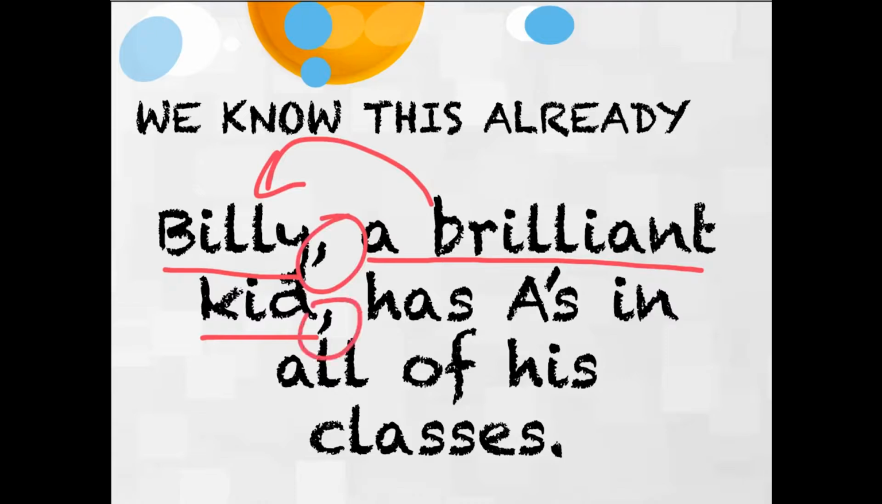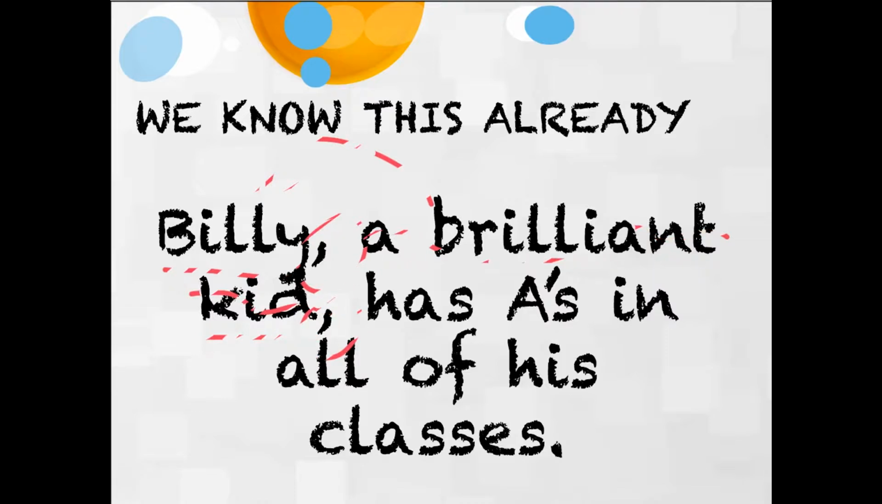Third rule is appositives are surrounded by commas. Fourth rule is the sentence has to make sense without the appositive in it. Billy has A's in all of his classes. Again, we know this because we've done some work with appositives at this point already. So all we're going to do now is build on that knowledge of appositives.